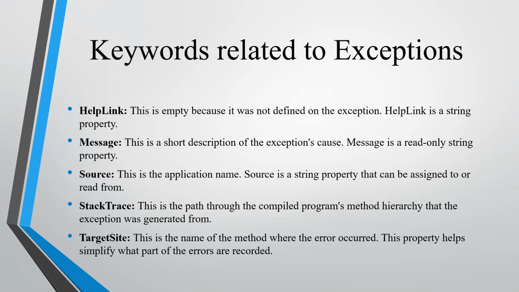Next is the very important StackTrace. This is the path through the compiled program's method hierarchy that the exception was generated from. So it gives us the path until the exception occurred in the program. Next is the TargetSite. This property basically gives us the name of the method where the error occurred, like a page load event or a private function. So basically this property helps simplify which part of the errors are recorded.